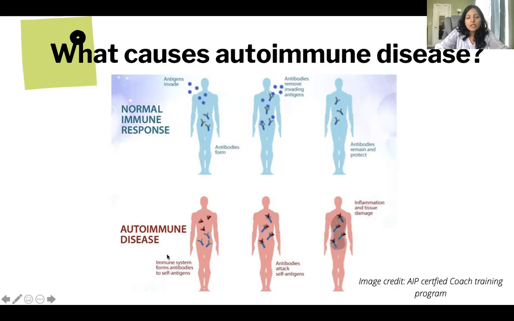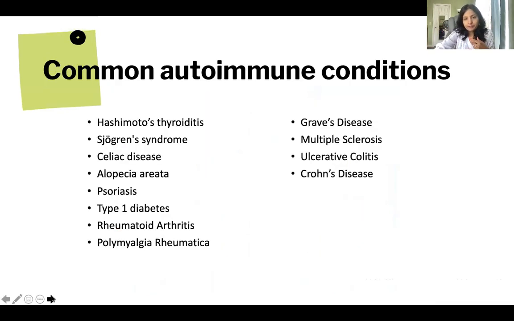Now, in autoimmune disease, the immune system forms antibodies to self-antigens. So these are actually the tissues of our own body, and the immune system wrongly, mistakenly creates antibodies against those tissues, and then they end up attacking those self-antigens, and thereby there is inflammation and tissue damage. Depending upon which tissues of the body the immune system attacks, there is inflammation and damage in those particular tissues.